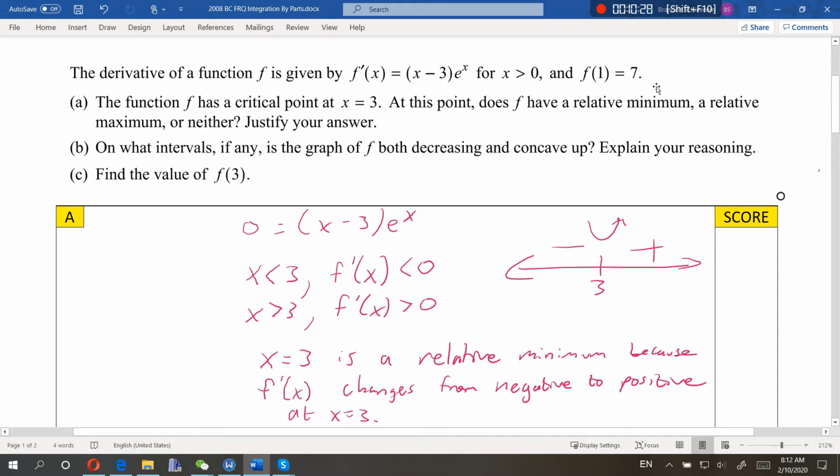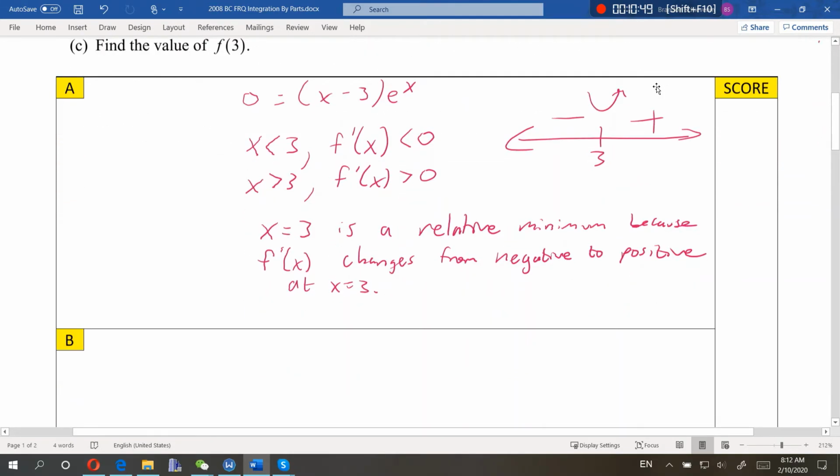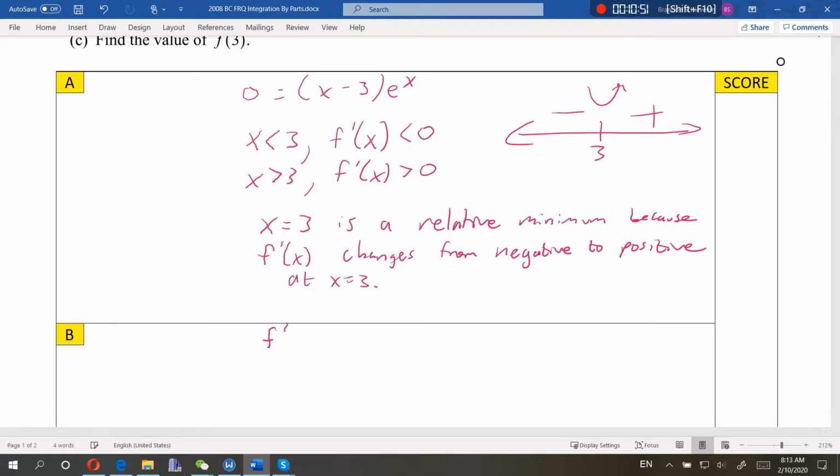Alright. Then I want to know what intervals the graph would be decreasing and concave up, and explain the reasoning. So what else do we need to do to prove it? Derive again. Derive one more time. Okay. So I'm going to copy our f prime here. This is x minus 3 e to the x. We already did our first derivative test up here, so I'm just going to do the second derivative test down here, and we'll compare them.